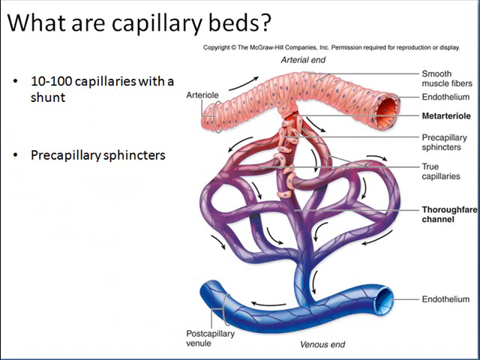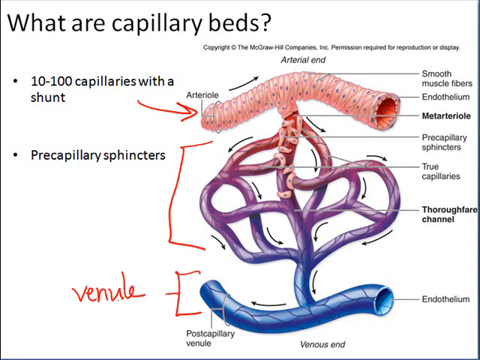Now, what is a capillary bed? Well, a capillary bed consists of an arteriole, a network of capillaries, and an outgoing venule, or a really small vein that collects up the blood after it passes through a capillary bed.